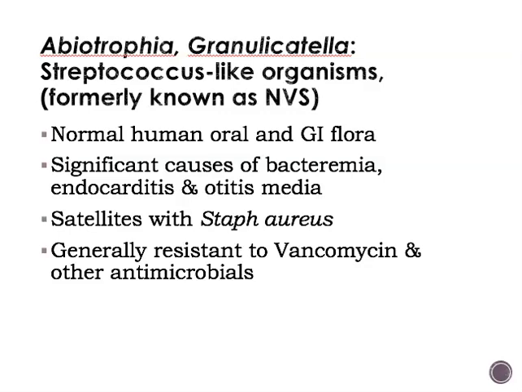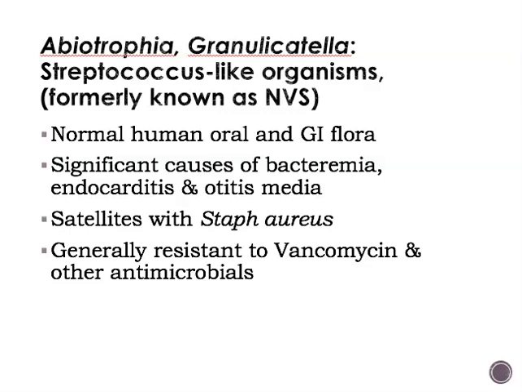Okay, the last little bit of information here. Abiotrophia and Granulicatella. These are referred to as streptococcus-like organisms. They were formerly known as nutritionally variant streps. They're part of normal human oral and GI flora. They can be significant causes of bacteremia, endocarditis, and otitis media.